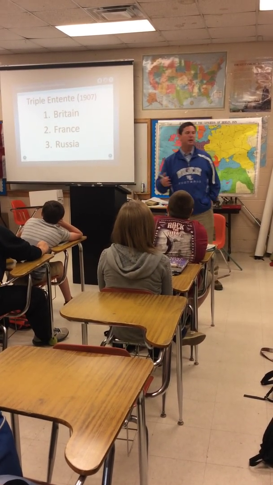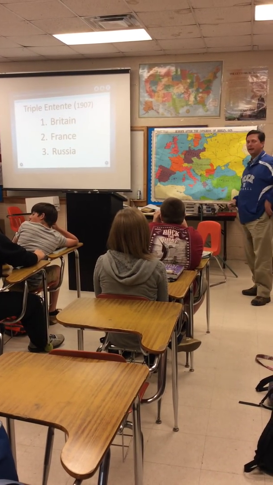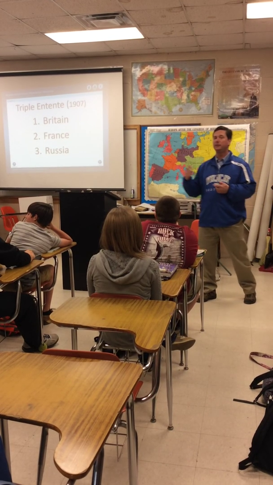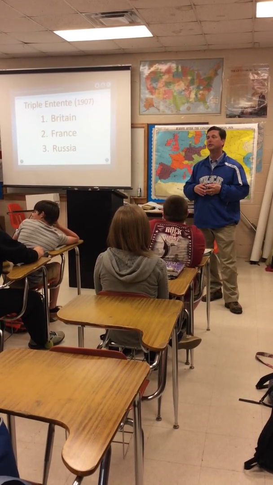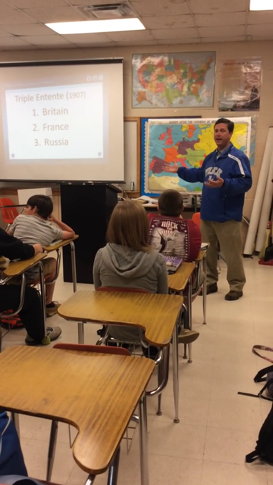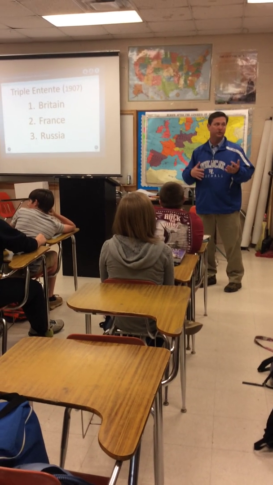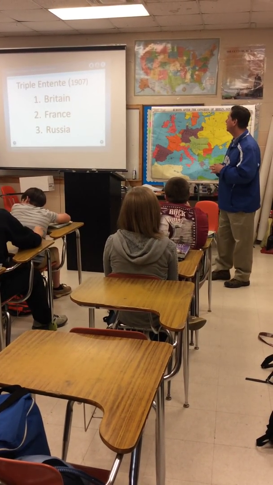The other group was the Triple Entente. These were Britain, France, and Russia. Kind of a strange combination. Remember, historically, Great Britain and France had fought each other for hundreds of years at different times. Russia, real backward, way over here in the east. They still had an absolute monarch, which goes against democracy, which France and Britain were both democracies. So, a strange alliance here.